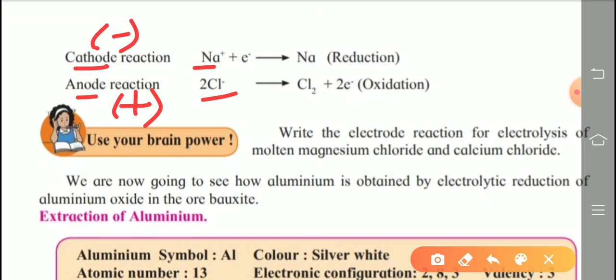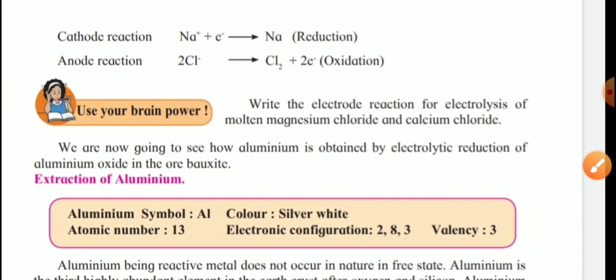So oppositely charged ions are attracted towards the respective electrode. So sodium forms a one positive charge because of losing one electron. So by gaining one electron, it comes to its normal, metallic state, that is a reduction takes place. We know the electronic definition of cations and anions, which we learned last time. At anode, a positive electrode, negatively charged chloride ion is attracted towards this anode, and from two chloride ions, chlorine gas is formed and releases two electrons. Loss of electron takes place here, so that is the oxidation process.